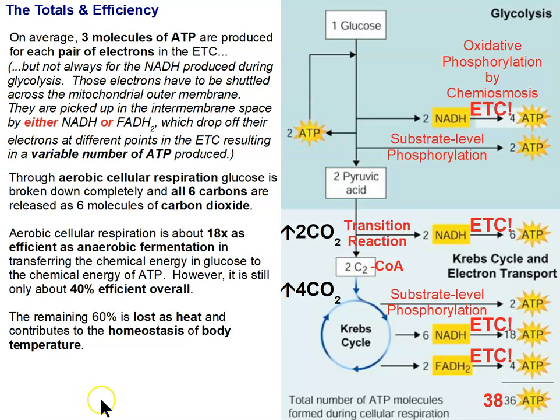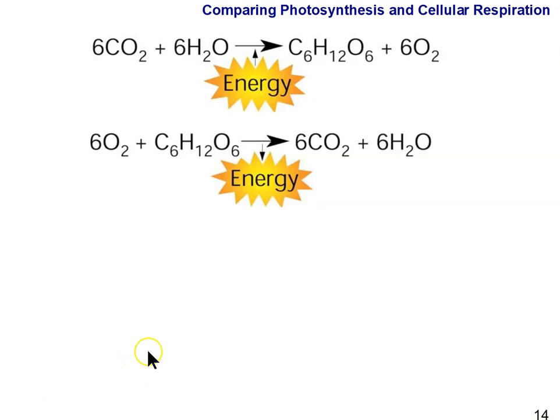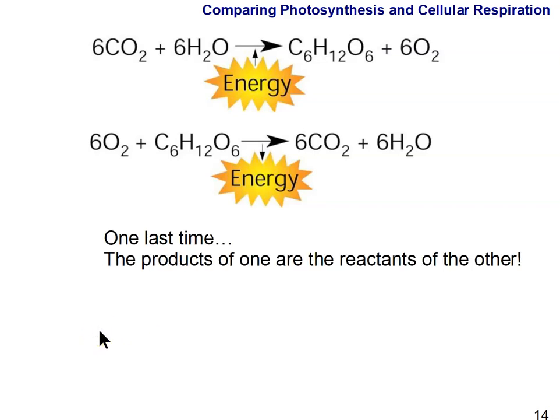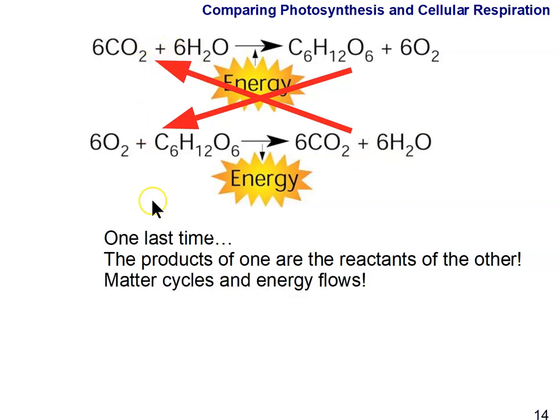So we end up now with taking a look at that ecological relationship between the two processes and then running through some of the important vocabulary that goes along with this. So one last time, the products of one are the reactants of the other. We're looking at photosynthesis and aerobic cellular respiration here, the overall reactions. The products of one are the reactants of the other.